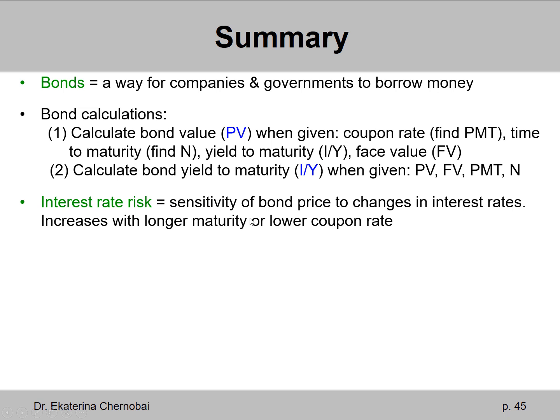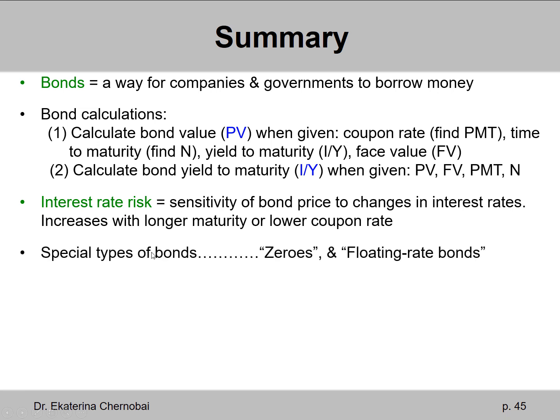We also looked at so-called interest rate risk. So bonds which have either a longer time to maturity or a lower coupon rate fluctuate in their value a lot more when interest rates change. We looked at different types of bonds. Some bonds don't pay any coupons. They're known as zeros. Other bonds that pay coupons pay varying amounts of coupons. They're known as floating rate bonds.